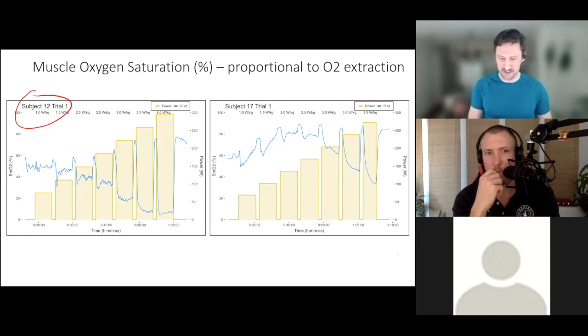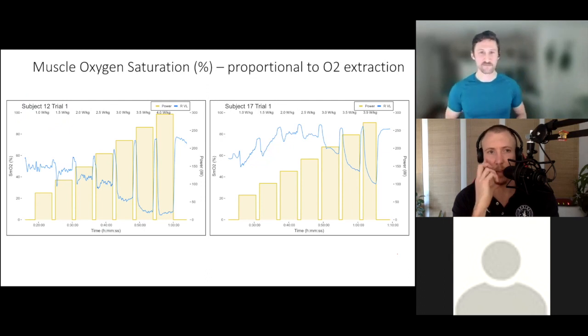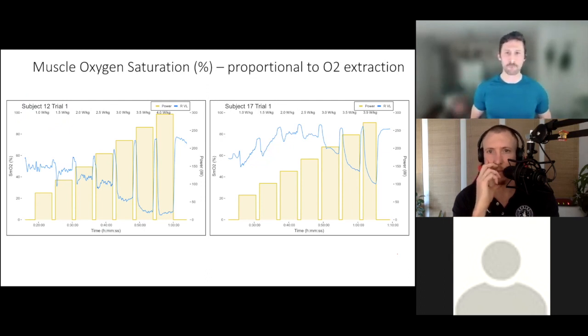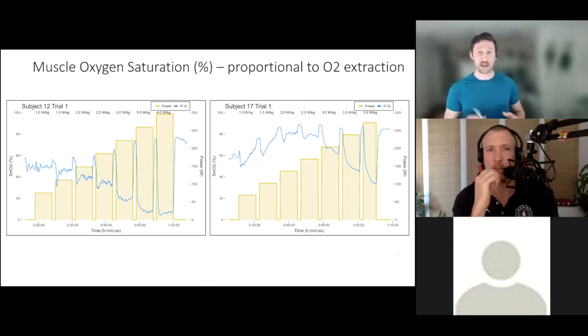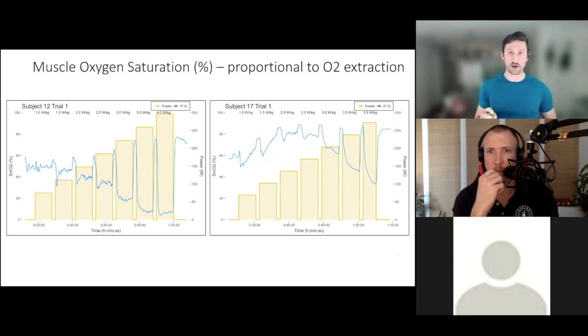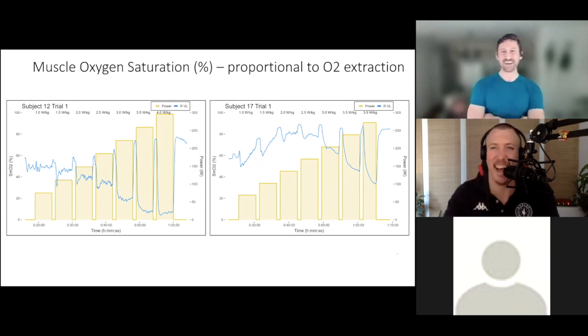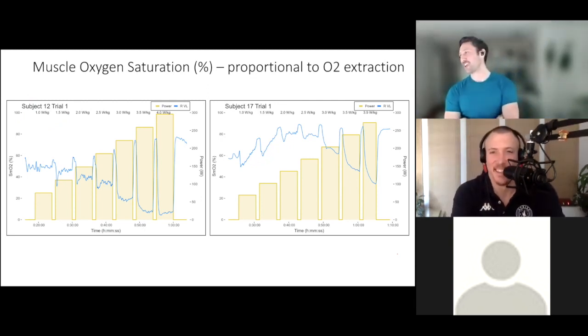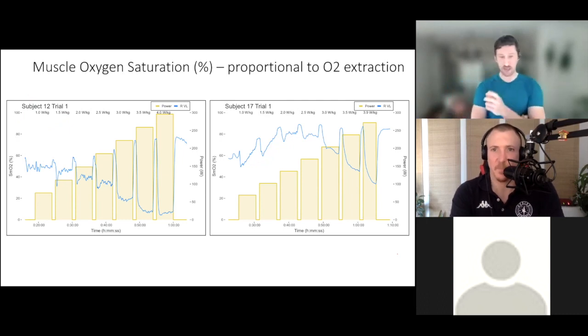Would that have anything to do with phenotype from a fiber type perspective? Yeah, very possibly. Do you have any of those data on those subjects? Oh no, we don't have it. Unfortunately, we don't have any biopsy or fiber type. That's coming. That's in 2022. Nice. Certainly, fiber type makes a big difference.